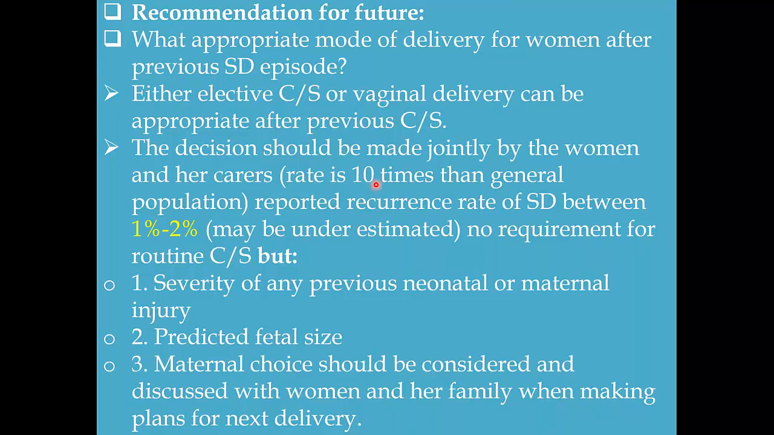The rate is 10 times that of the general population. The reported recurrence rate of shoulder dystocia is between 1 to 2%, though it may be underestimated. There is no requirement for routine cesarean section. But in some series, the recurrence rate is between 1 and up to 25%. Because this guideline is from about 2012, as I just mentioned, the estimated recurrence risk of shoulder dystocia is about 1 to 2%.